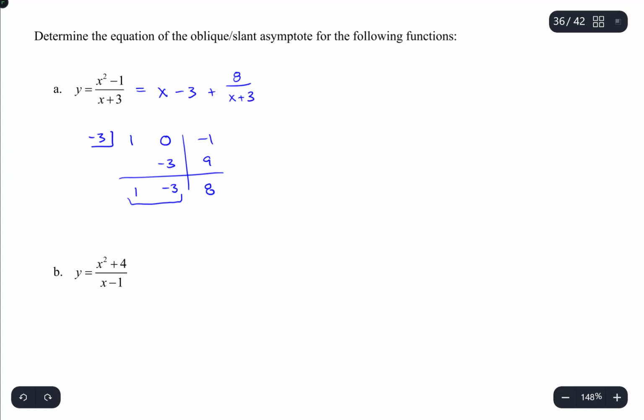Now, it just so happens that this linear equation is the slant asymptote. So the slant asymptote is defined by y equals x minus 3.